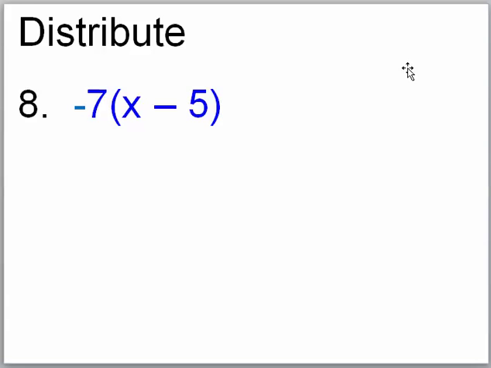Okay, almost done. Distribute again. Make sure you distribute that negative. You gotta have that negative in there. Let's see how you did. Did you get a negative 7x plus 35? If you did, give yourself a smiley face.